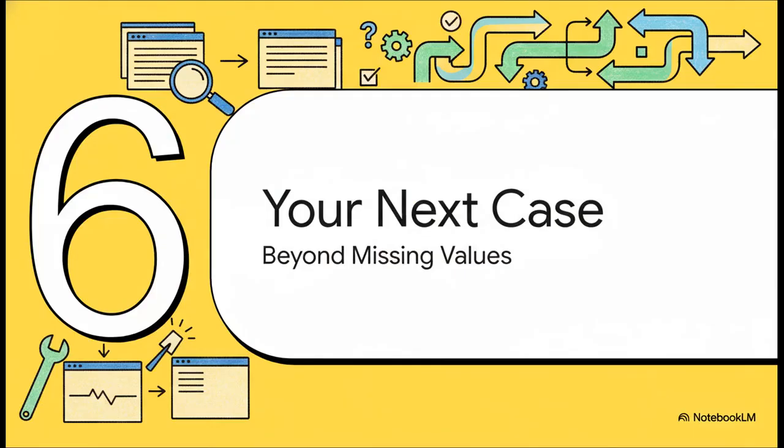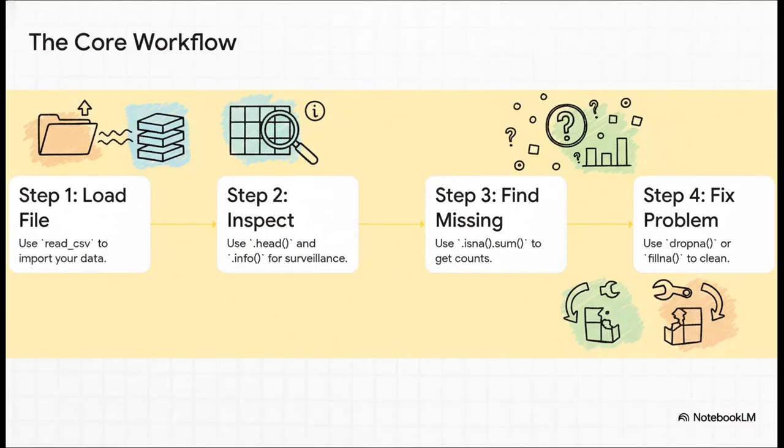All right, let's just take a step back and look at the whole workflow we've just built. We've successfully gone from a raw, messy case file to a nice, clean dataset. And we did it by following a really clear and, most importantly, repeatable process. And this 4-step process, this is really the backbone of so much data cleaning. Step 1, load the case file with read_csv. Step 2, do your initial surveillance with .head() and .info(). Step 3, find all the missing clues with .isna().sum(). And finally, Step 4, fix the problem, choosing between dropna or fillna.